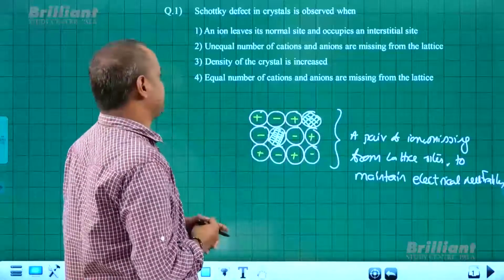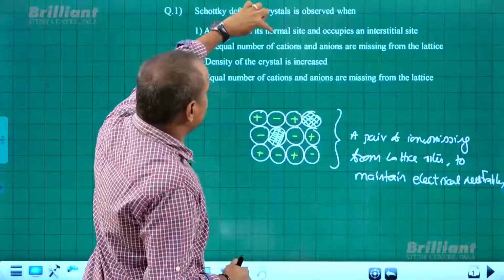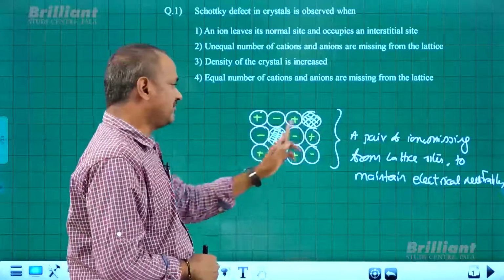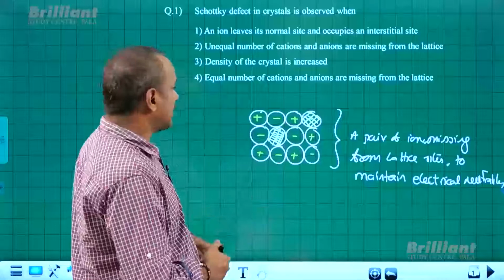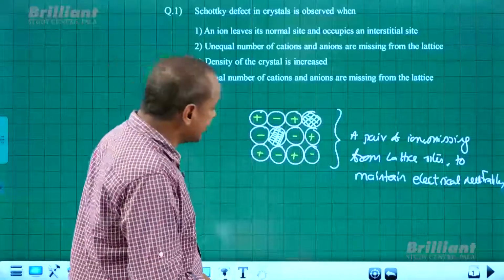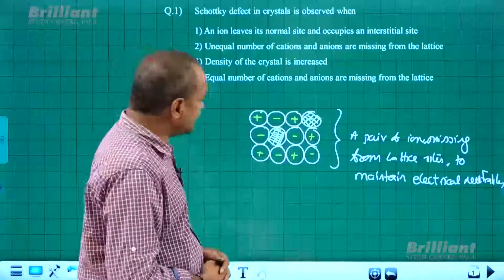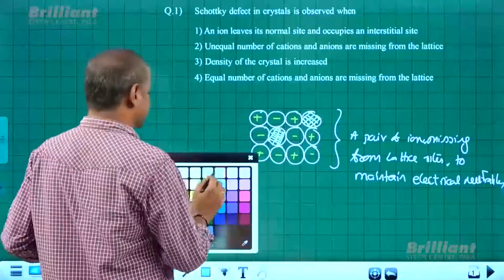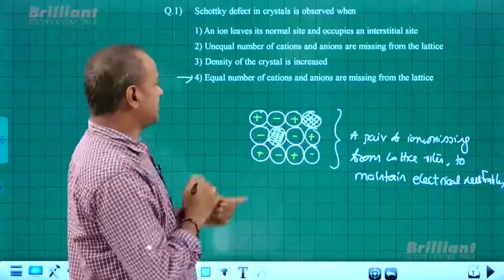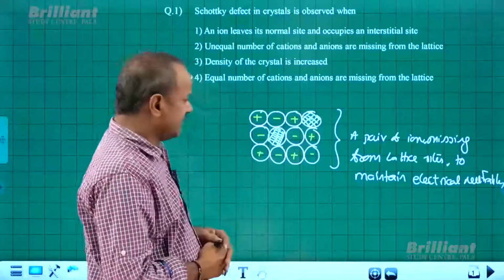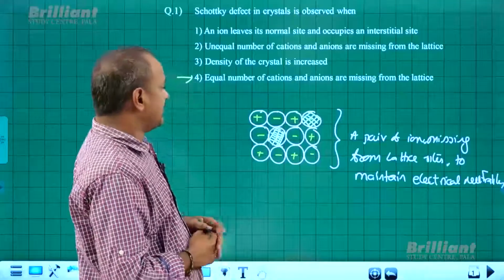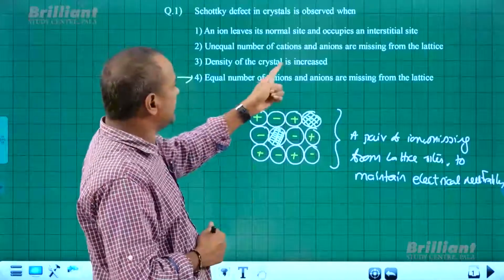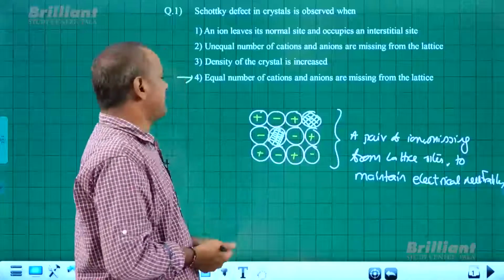Therefore, the crystal is called neutral in nature. Option: ion leaves from normal site, not correct. Unequal number of cations and anions, not correct. Pair of ions means one cation, one anion to maintain charge neutrality. Density of crystal increases? No, density decreases because of loss in mass. Equal number of cations and anions are missing from the lattice sites, therefore to maintain neutrality, and because of missing cation and anion the mass decreases, density also decreases. So answer is only the fourth one.